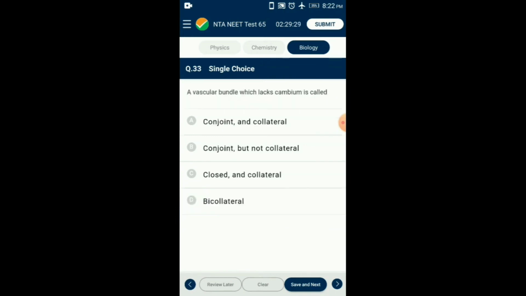Question number 33. A vascular bundle which does not have cambium is called. Vascular bundles having cambium in between xylem and phloem are called open bundles. Due to cambium, they carry out secondary growth. Vascular bundles which do not have cambium are called closed bundles. Open bundles are seen in dicot plants and closed bundles occur in monocotyledons. So the answer for this question is option B, conjoint but not collateral.